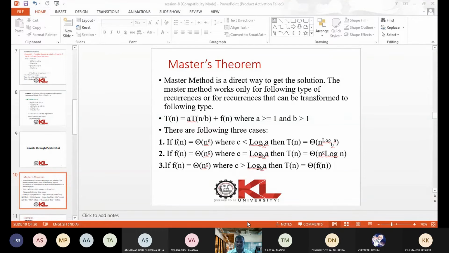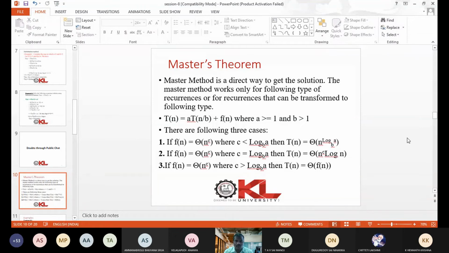Okay, we will move on to the next. Sai Manoj has submitted, right? So that is all about the substitution method. Next we move on to the Master's theorem, another method for solving recursive equations.